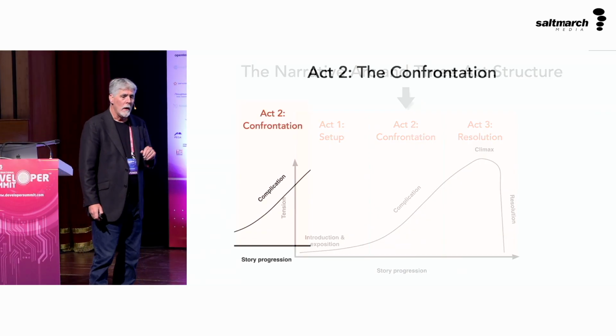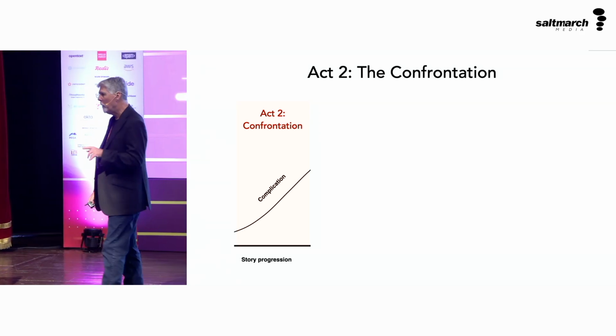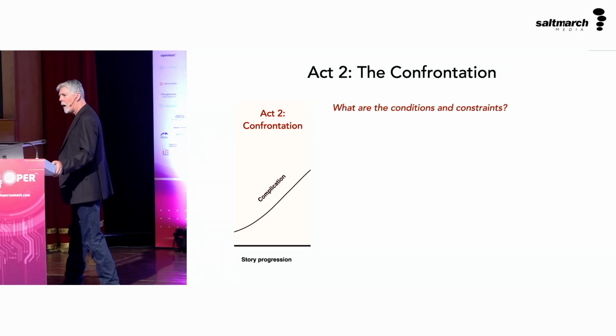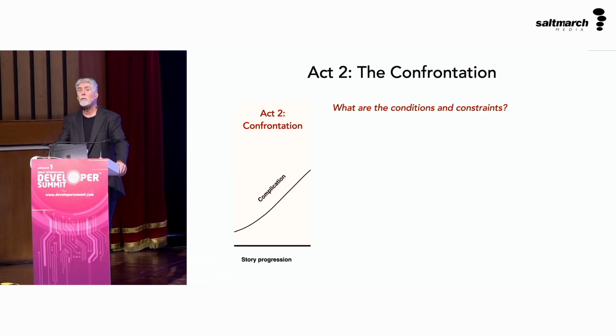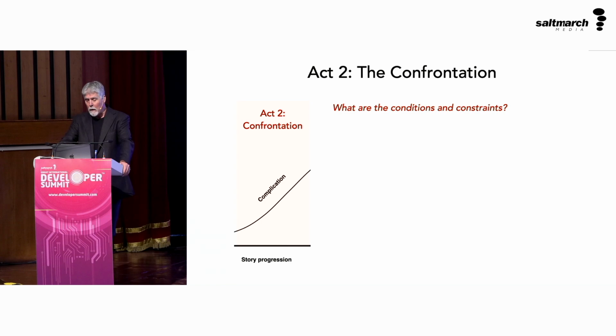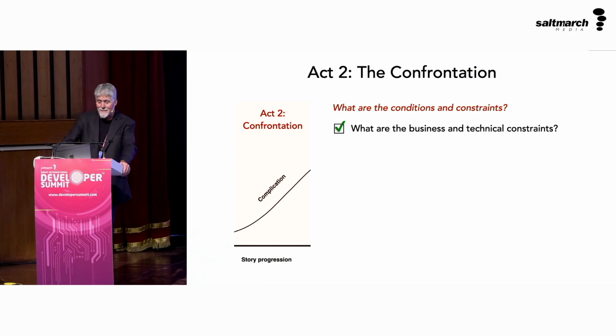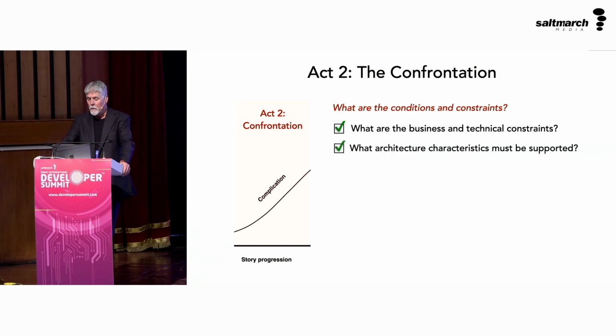Let's look at confrontation. There's a lot of things that go into confrontation because what we're really looking to address here in our architectural solution, not our diagram, but our solution that we came up with, are, first of all, what are the conditions and constraints? I'm going to show you an architecture diagram. You're going to try to understand my architecture. Wouldn't it be nice to know my thought process? Wouldn't it be nice to know some of the constraints and conditions that I was faced with? It gives you additional technical context. So what are the technical and business constraints in my story? What architecture characteristics do I have to support?